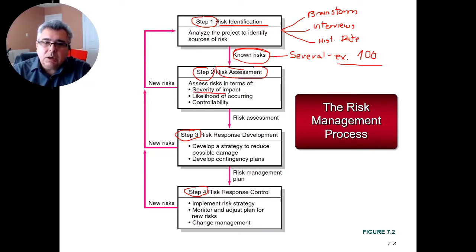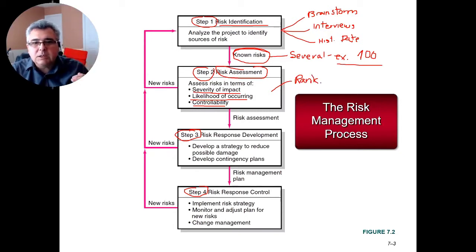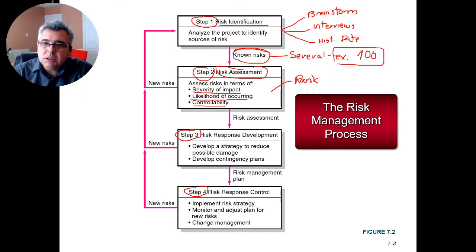In that second step, you try to understand severity of impact, likelihood of occurring, and controllability of the risk. And here, the main idea is to understand the impact, but mostly to rank the risk. What I mean by rank, take from the most critical to the least critical. Because usually, developing a risk response requires budget, money, and to develop a response for 100 risks is too expensive. Too expensive.